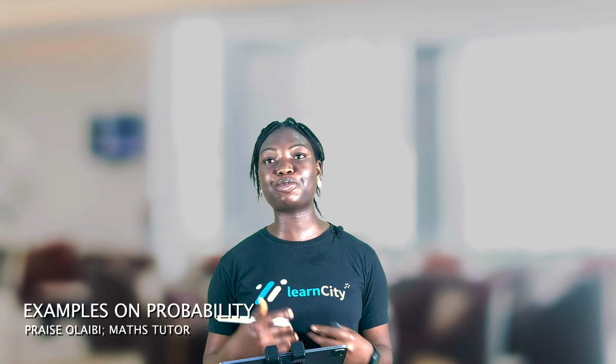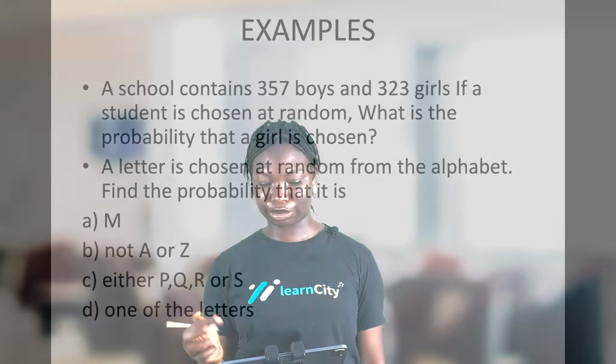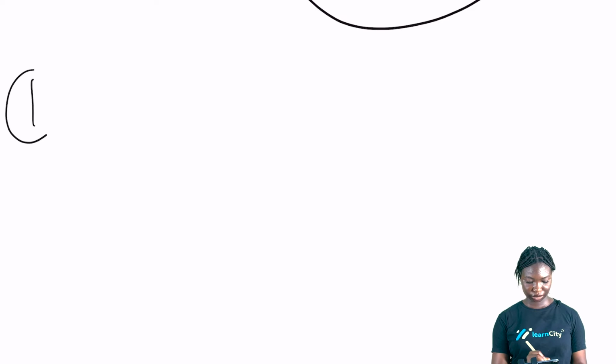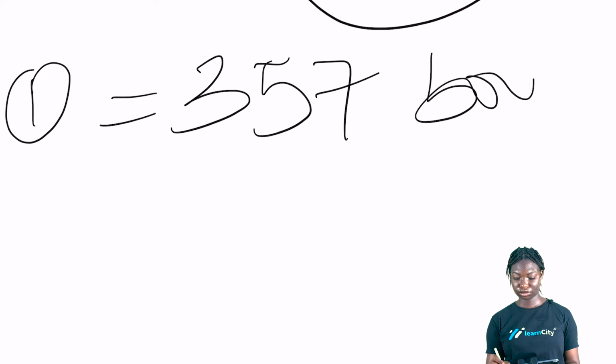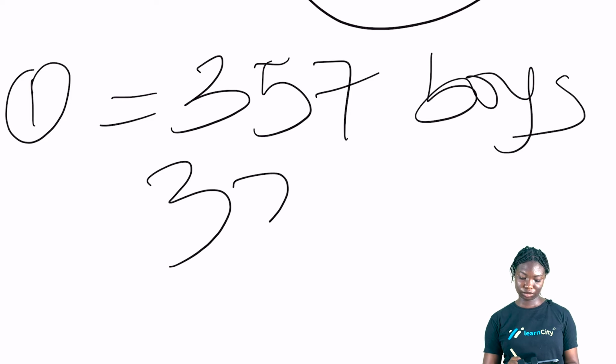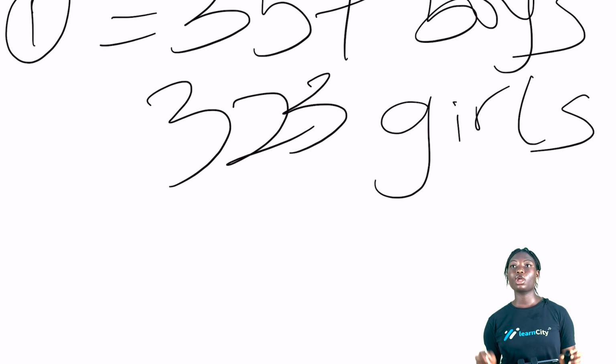The first example says that a school contains 357 boys and 323 girls. Now, if a student is chosen at random, what is the probability that a girl is chosen?